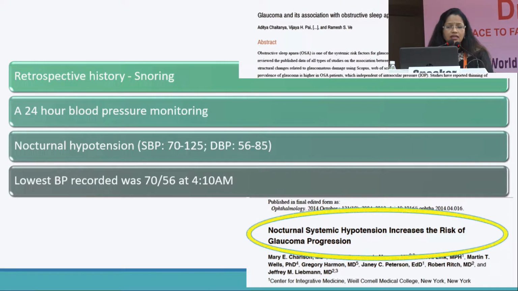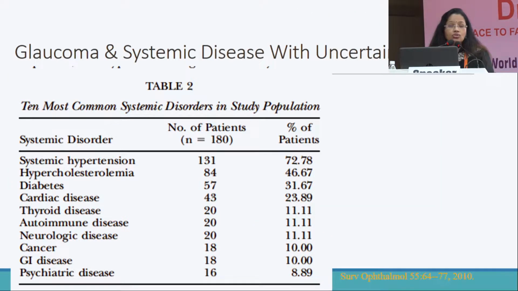So there are many medications which patients are taking, and history of these medications is very, very important because they might actually impact glaucoma management.